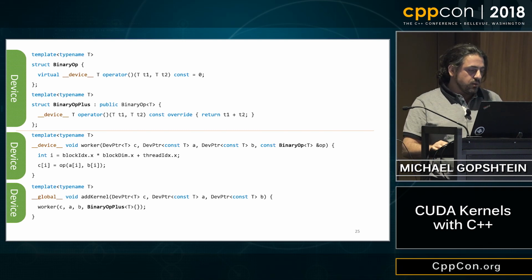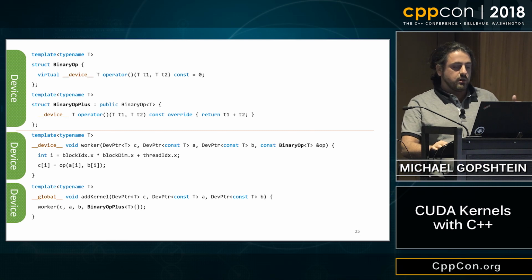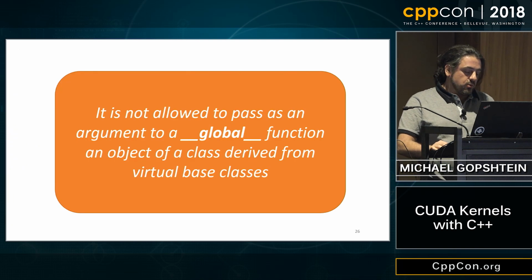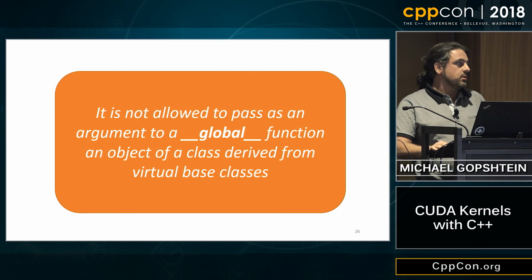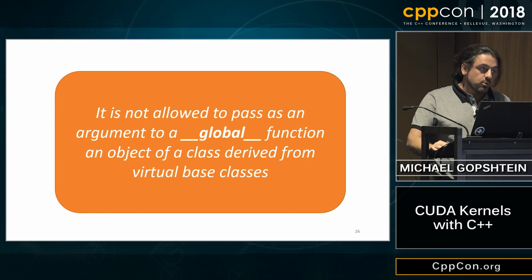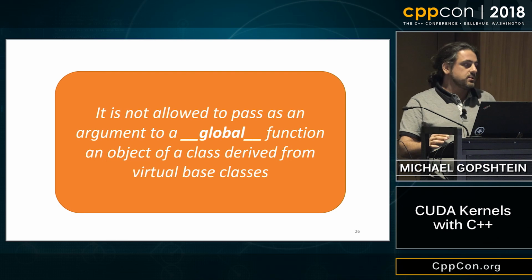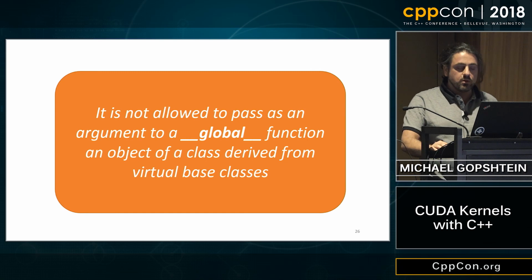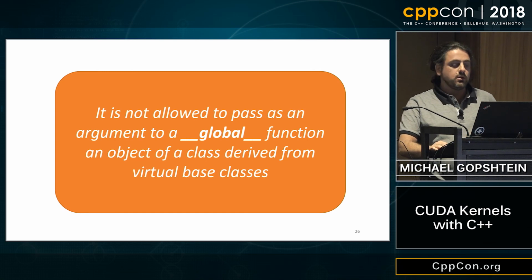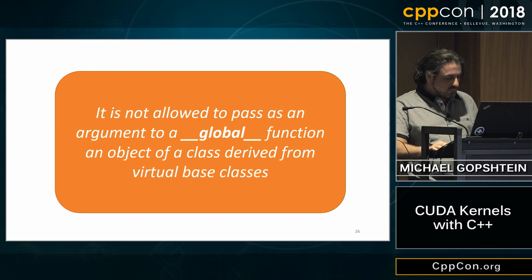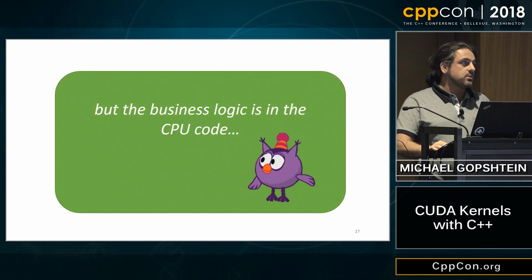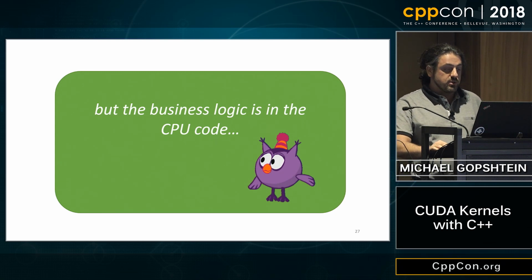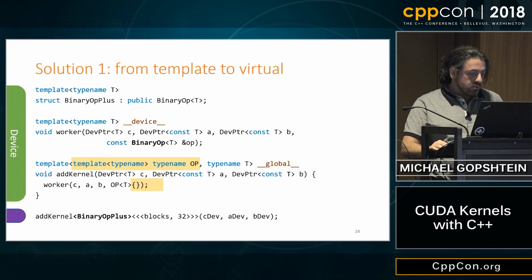And that's fine, but you may note that both the add kernel and worker functions, they all run in the context of the GPU. And basically, you're not allowed to pass a parameter with virtual functions when you launch a kernel. And it makes sense, right? As the classes with virtual functions, they probably have some pointer to virtual table, which is located in the CPU memory, and then it's not accessible from GPU memory. But the business logic, which wants to decide which of the operations we invoke, it usually resides on the CPU.